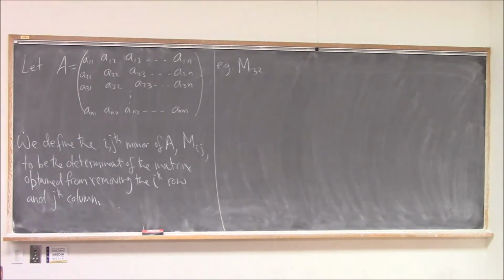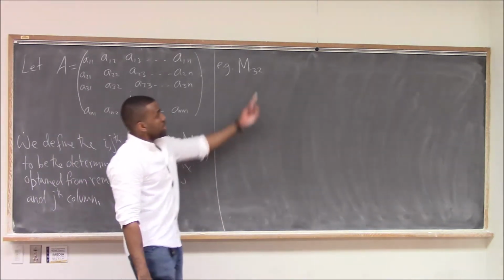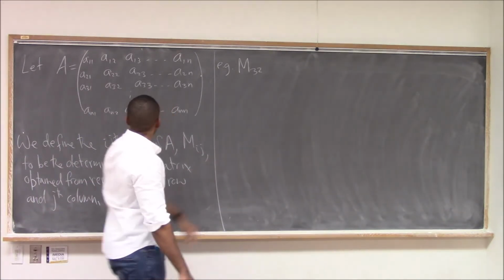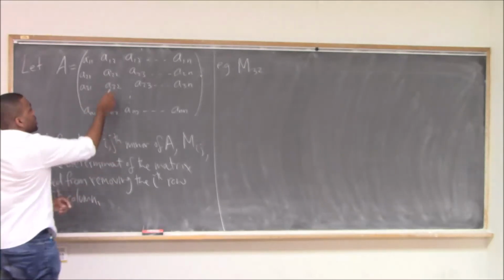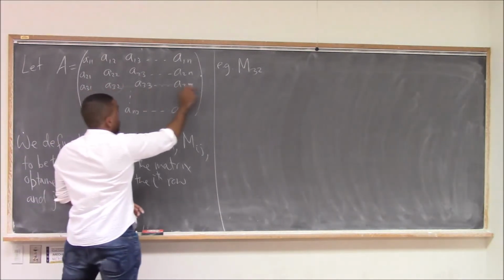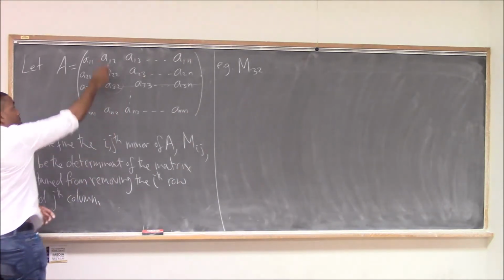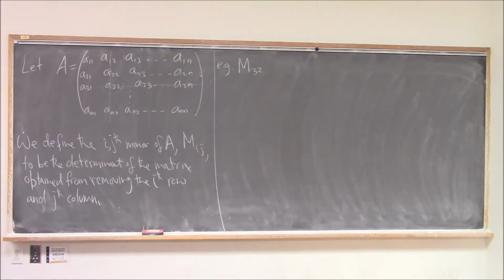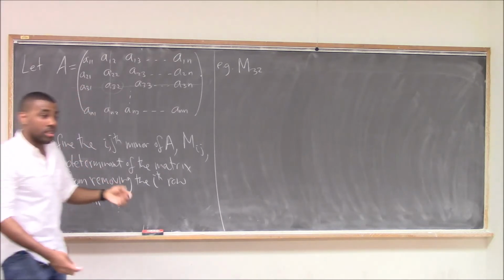So basically what that says is you go in the matrix, you find the third row, the second column. That'll be this guy. And what you're going to do is you're going to eliminate that row and eliminate that column. Similar to what you do with ij, but we're generalizing it so that you can do it in any position. And then the matrix that's left over, you find the determinant of that matrix.